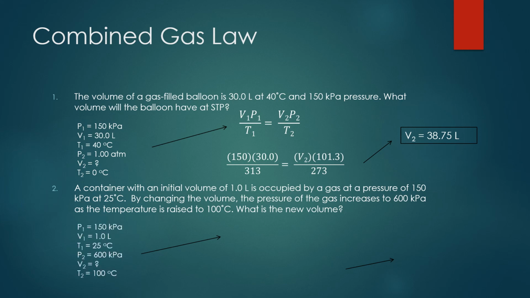You should have been able to come up with the following chart. I have a P1 of 150 kilopascals, a volume of 1.0 liters, a temperature of the first one of 25 degrees Celsius, a second pressure of 650 kilopascals, we don't know the volume of the second part, and a temperature on the second one of 100 degrees Celsius. Remember, when you solve this equation, you will have to make sure that your volume's in liters, your pressures are in the same unit, and your temperature is converted into Kelvin. I'll give you a few seconds to go ahead and set this up.